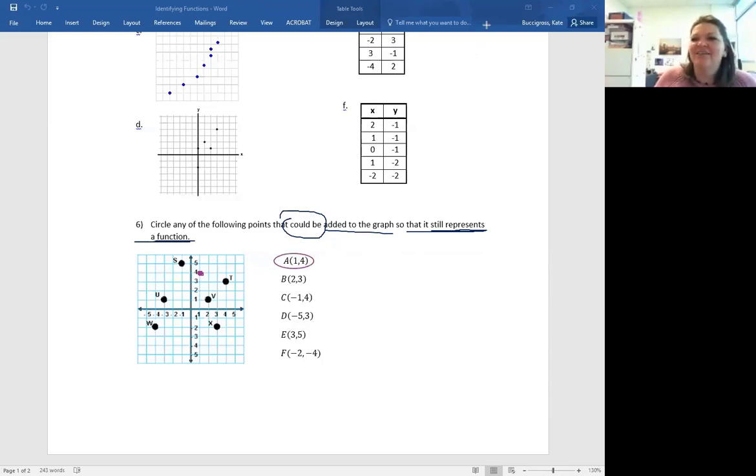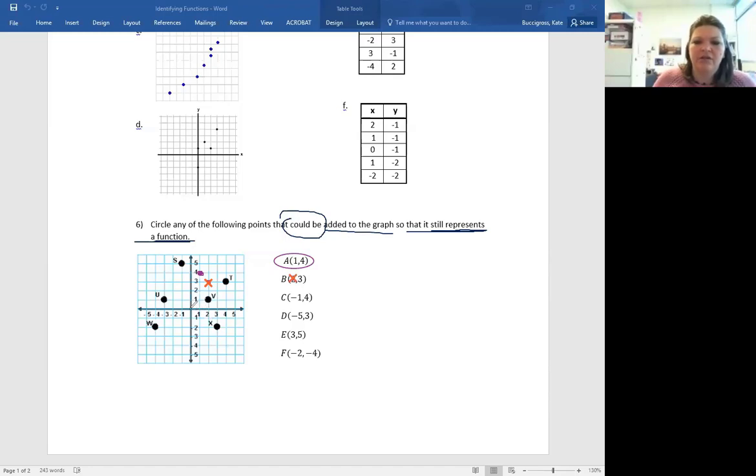Okay, next one. So next one, the point 2, 3. So you tell me, how do I get to 2, 3 from the origin, Miss Murley? Right 2. And up 3. It would not be a function. I can't have that one. You're absolutely right. I cannot have that point. It lines up with the point V, and so I may not have it. Okay, next one.